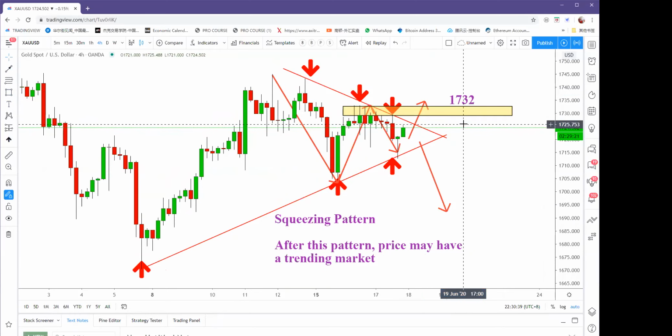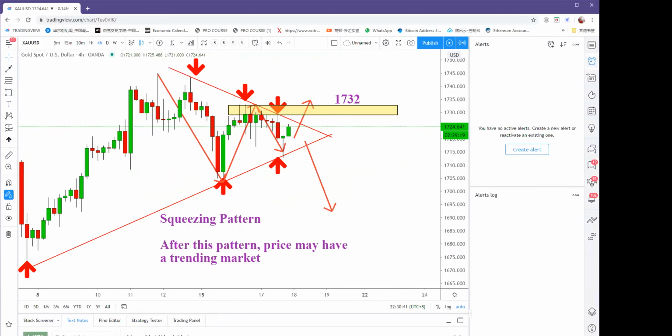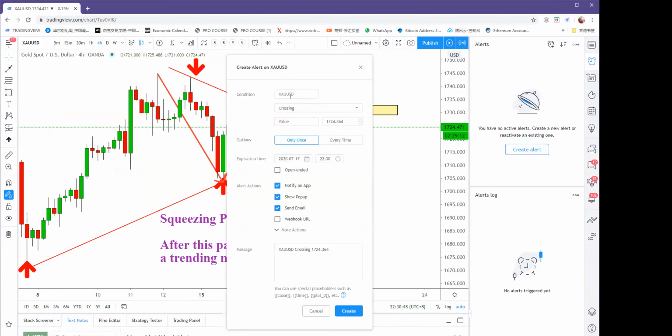Okay, you can set an alert in TradingView. Let me just show you. All right, create alert. Okay, gold crossing, no, it's crossing up. Okay, value is 1732. Okay, only once. Okay, open-ended. And notify on your app, pop-up, send an email, whatever.